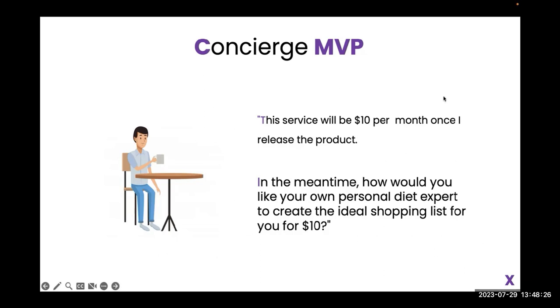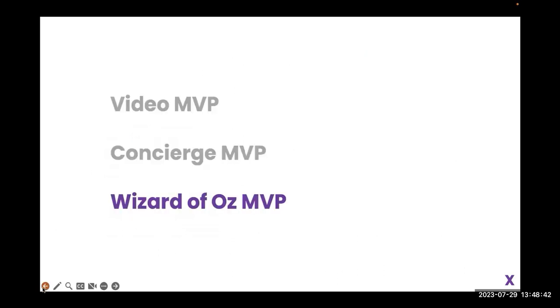But the need is real. People are looking for this. Then we can validate the hypothesis that people are looking for something like this. Any questions on Concierge MVP? Any thoughts? That's all. Okay, then let's move forward with Wizard of Oz, the third one.